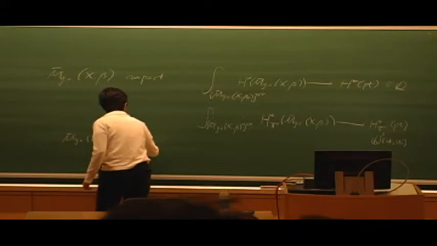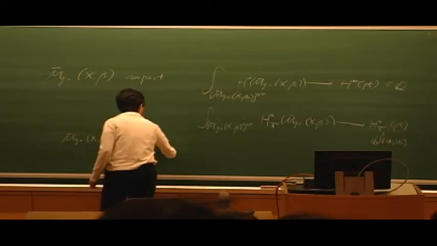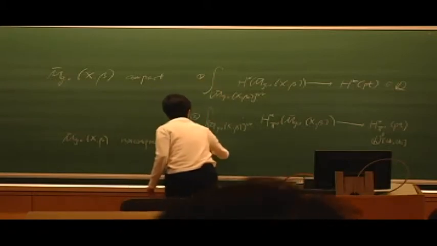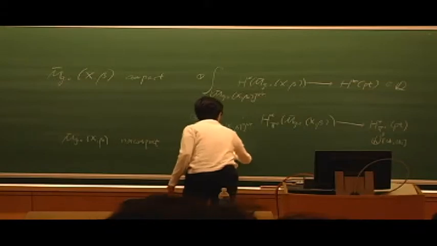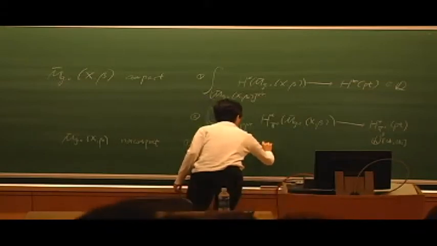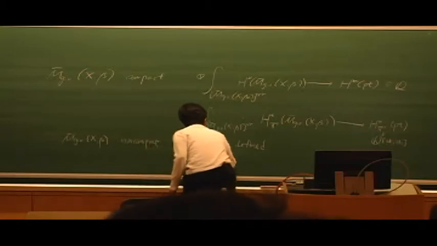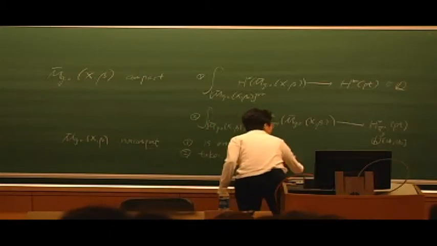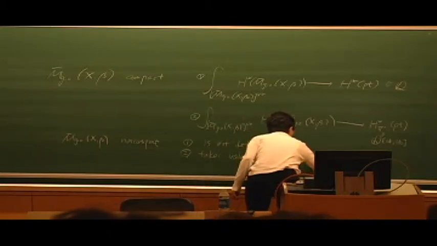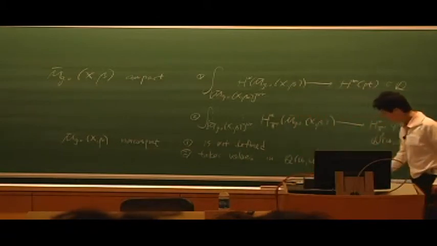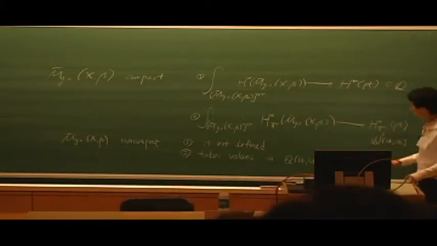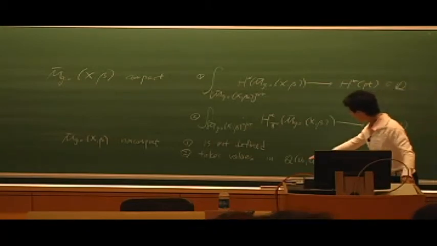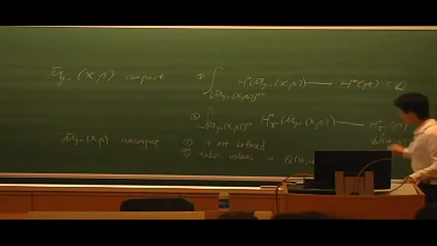But when M_g is non-compact, one is not defined. And two takes values, a priori, in the fractional field instead of the polynomial ring. But in this case, we can actually show that this takes values in this.